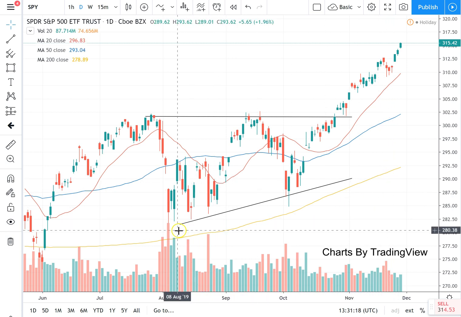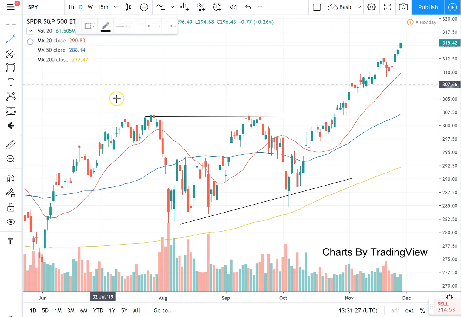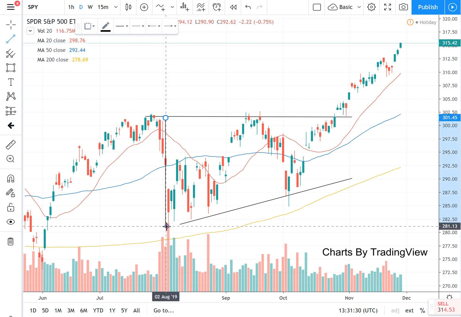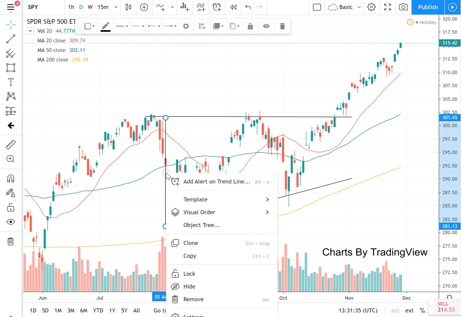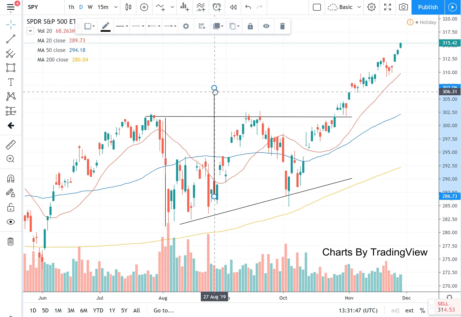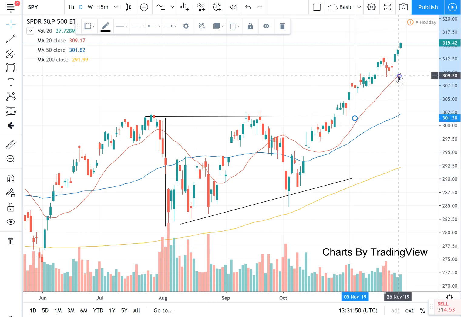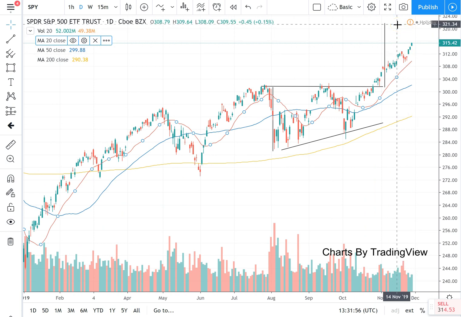And recently it broke out of a large daily ascending triangle. And if you take the height of this triangle, draw it here, and then we create a parallel line, clone, okay, and we project it upwards, the possible target in the midterm is about 321.